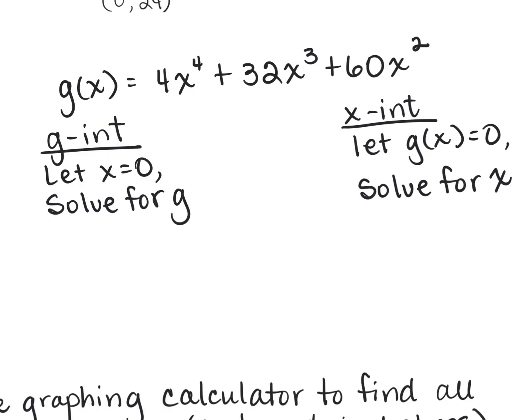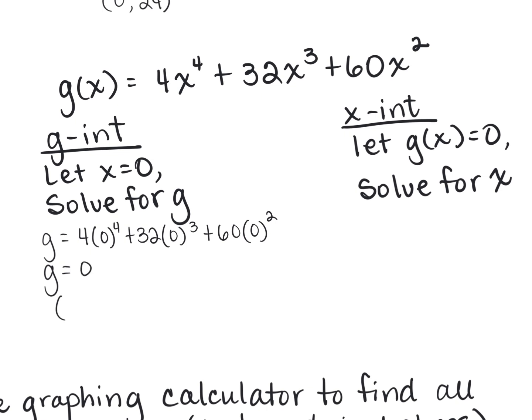So the next one they give you is similar to the last, but this one is not factored, and it doesn't need to be in order to find your g-intercept. So we're going to let all those x's be equal to 0 and solve for g. So we have g is equal to 4 times 0 to the 4th plus 32 times 0 to the 3rd plus 60 times 0 squared. And what's nice about this one is each one of those three gives you a 0 because 0 times anything is just 0. So this intercept will be at the ordered pair point 0, 0.